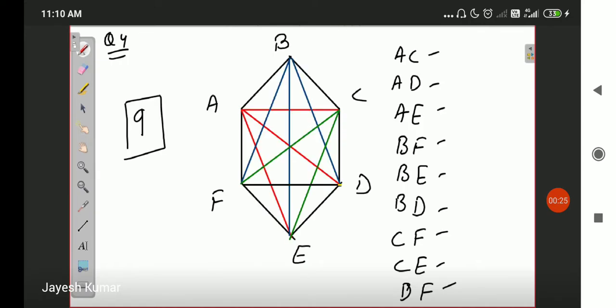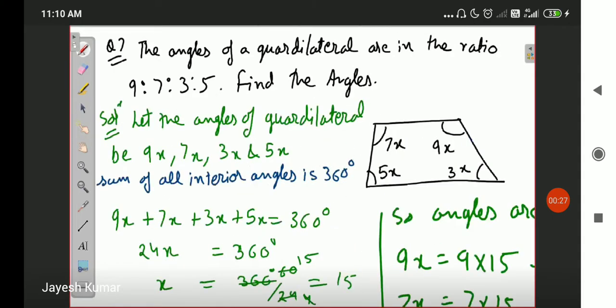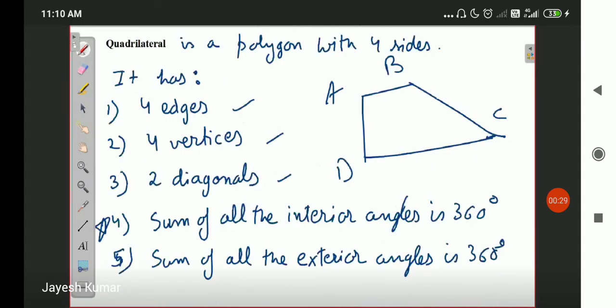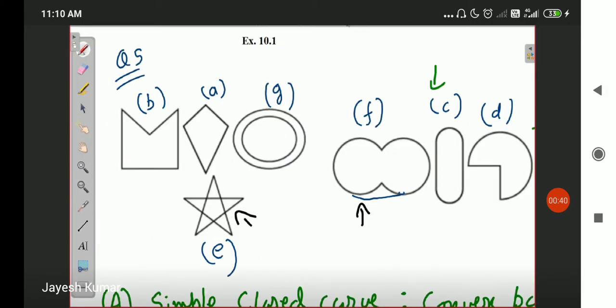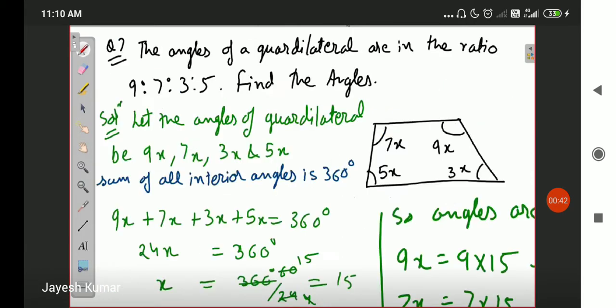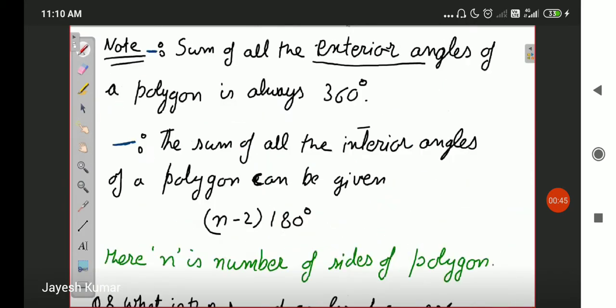For quadrilaterals, we have learned that it has 4 edges, 4 vertices, 2 diagonals. Sum of all the interior angles is 360 degrees and sum of all the exterior angles is also 360 degrees. Apart from that, for quadrilaterals as well as for every polygon, we know that the sum of all the exterior angles of a polygon is 360 degrees, that we have already noted, and also the sum of all the interior angles of a polygon.